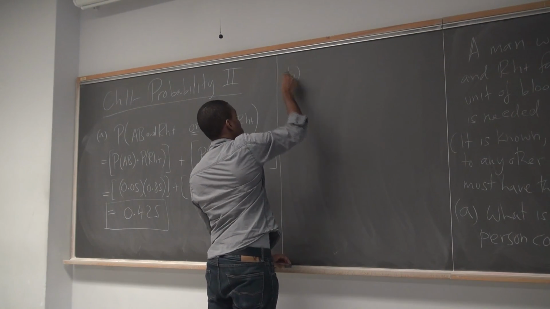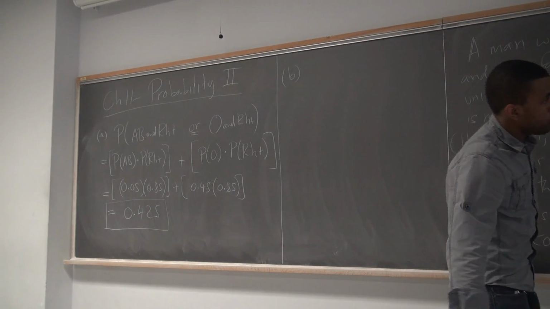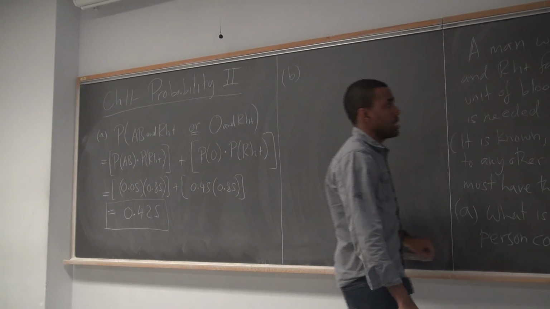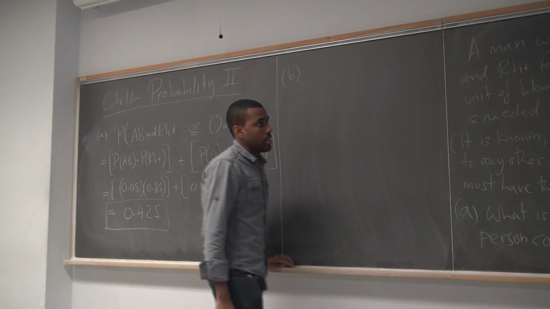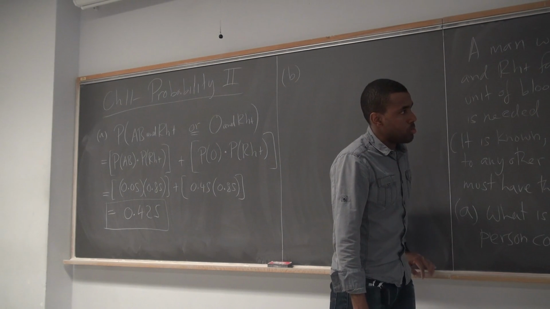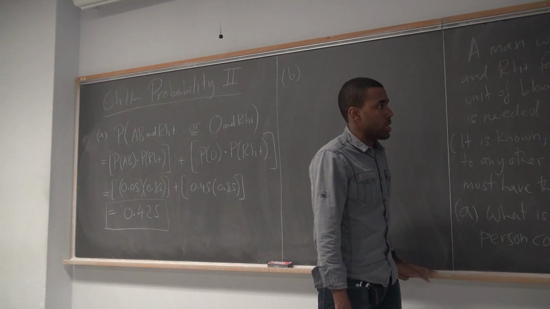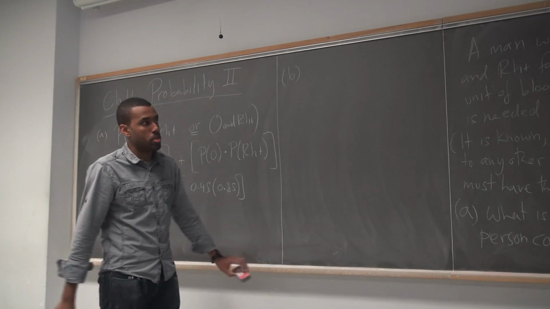Okay, part B. 10 people can donate blood. They can each donate 1 unit. This guy only needs 1 unit. What is the probability that the man will get the blood he needs? Which means at least 1 of the 10 people can donate blood.